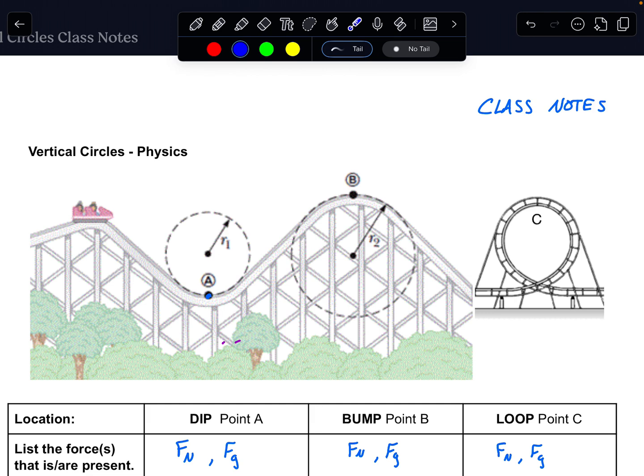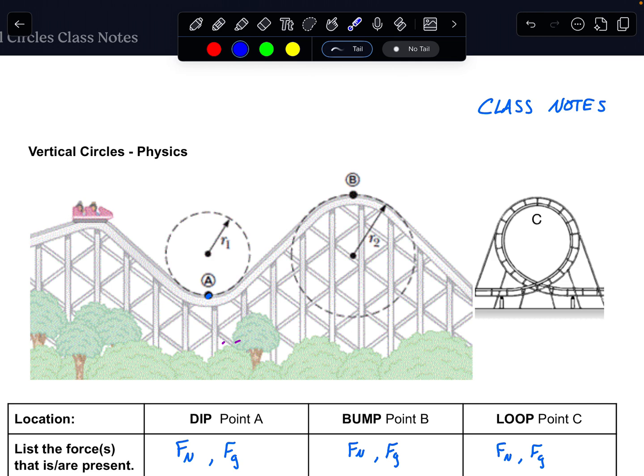But when we are looking at a circle that is now vertical, like in this roller coaster, where they go down the dip and come back over the hill, those can also be modeled as circular motion, but we also have to look at the force of gravity because we know gravity is a vertical force. So that's going to come into play. All right, so let's take a look at that in this video.